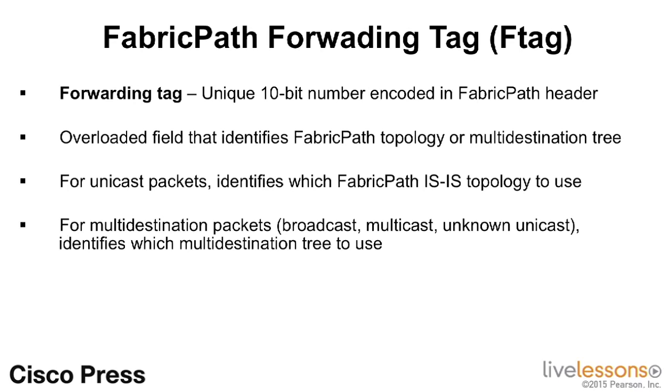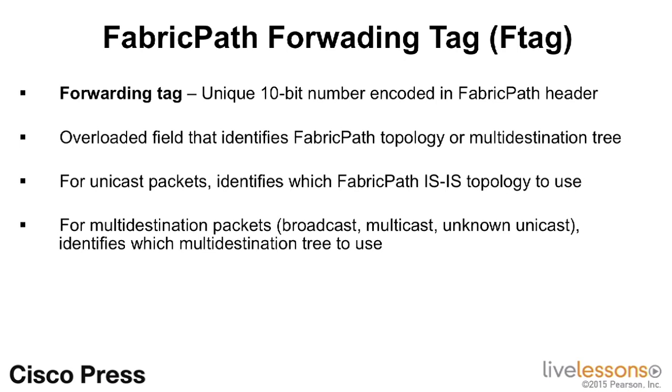The election is based on FabricPath priority and system ID. The switch with the highest priority, or system ID when the priority is defaulted, becomes the root for F tag 1, and the runner-up is the root for F tag 2. Once an F tag is selected by the ingress FabricPath edge switch, the rest of the FabricPath core forwards the multi-destination packet based on that F tag. A multi-destination packet includes any broadcast, multicast, or unknown unicast packet.